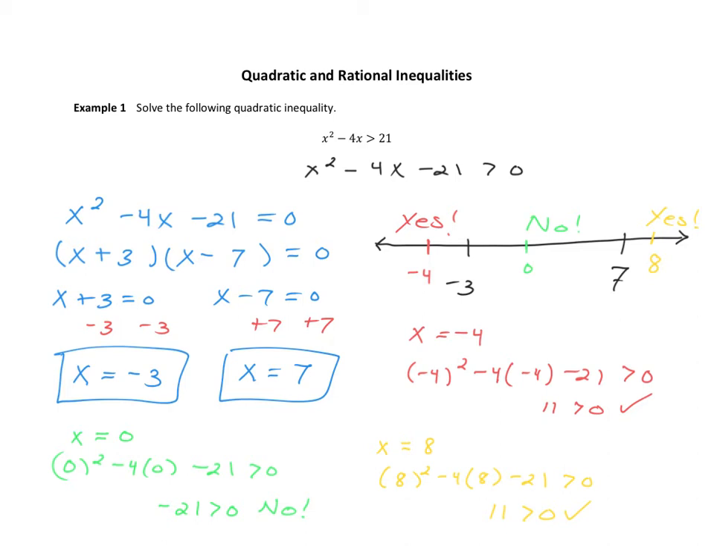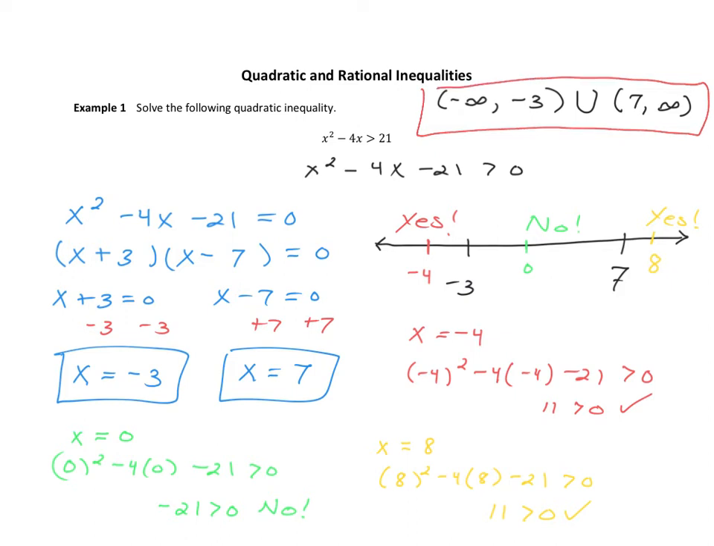I'm going to express my answer as an interval. So here is the answer. It is everything from negative infinity up to and not including negative 3. It is also everything that is greater than 7, and I want to include both of those, so I'll use this union symbol. So it's this stuff and this stuff. And that is the answer to this inequality.